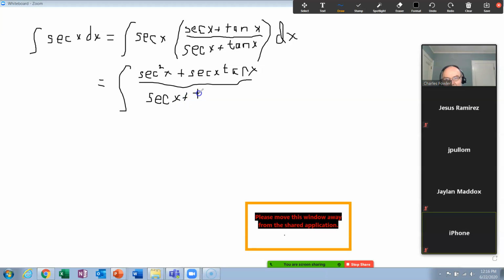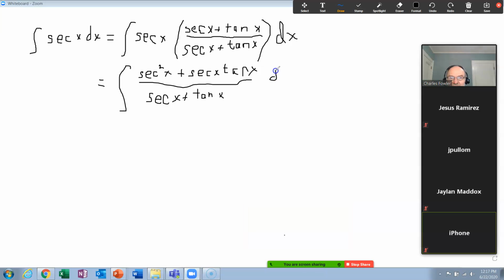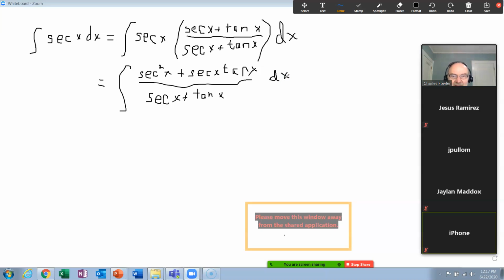I'll get there in a few minutes. Oh, I left off my dx, which I always enjoy writing so immensely. Okay. Why would we make this big a mess? I mean, that was a fairly simple looking thing, and by multiplying by this really complicated looking thing it became really complicated looking, but can anyone hazard a guess why we would have done that?